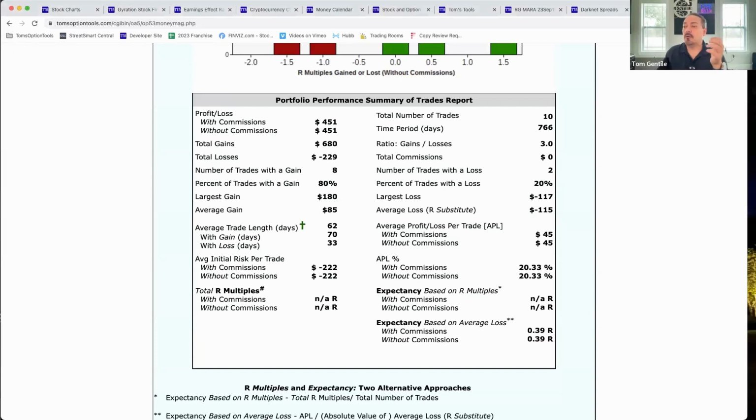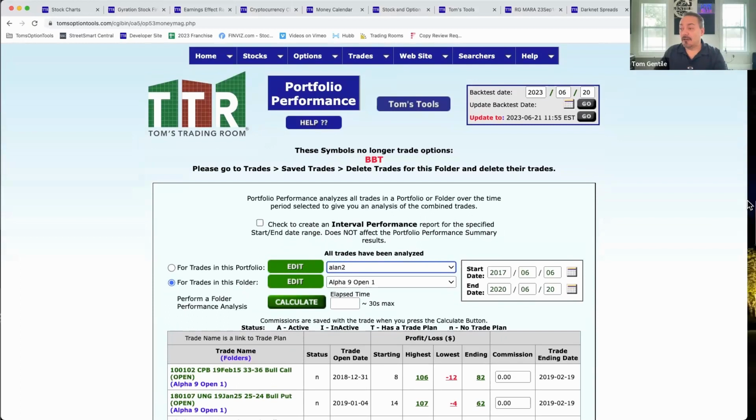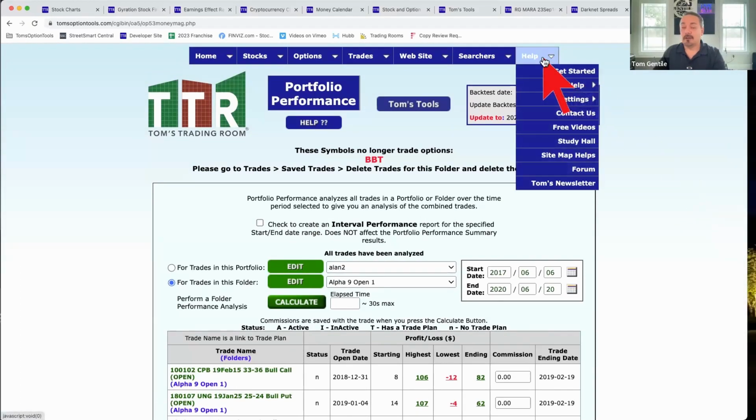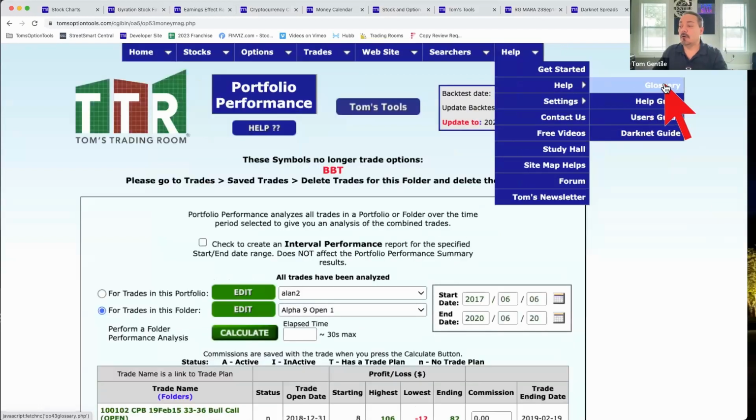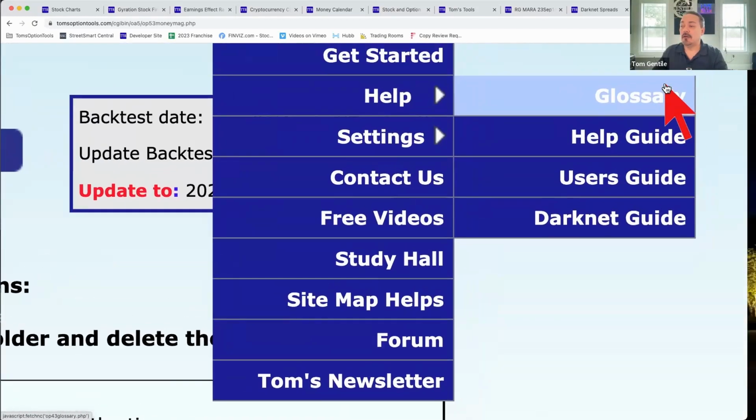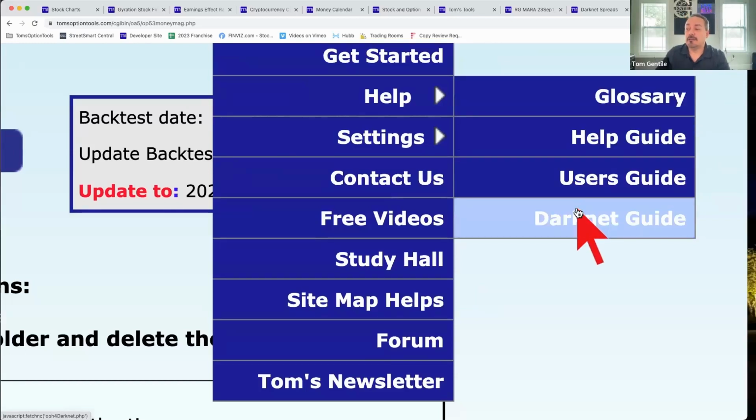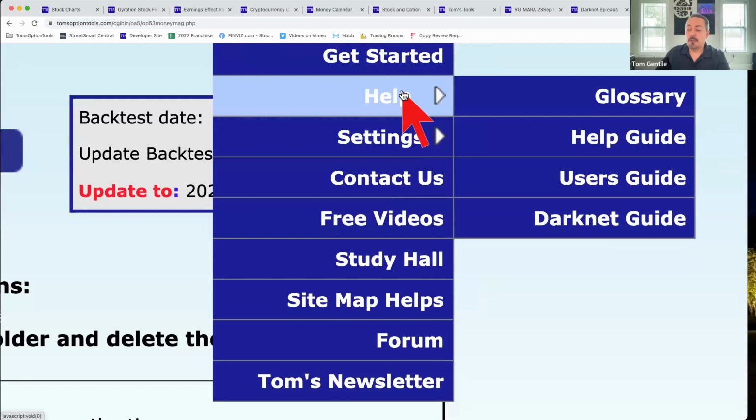So we have that. We have a full help menu. I've shown everybody, and a lot of you are sitting here going, wow, this is like reading the Wall Street Journal for the first time. And I get it. A lot of our folks gravitate into certain areas that work for them. But we do have a full help file and user's guide. We have a special guide just for Darknet. But we also have videos.